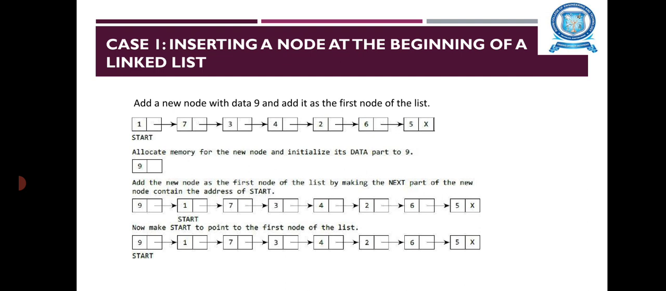Add the new node as the first node of the list by making the next part of the new node contain the address of the start. So now we make the start point to the first node of the list. This is a representation of inserting a new node at the beginning of a linked list.